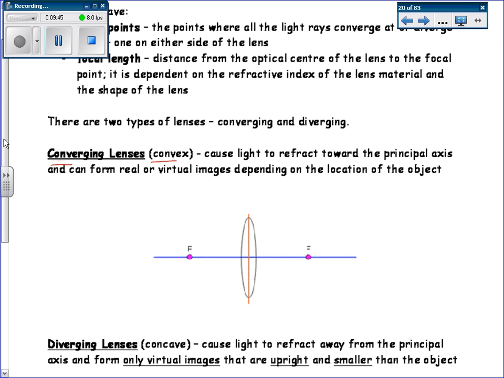So a converging lens, it's converging. It causes the light to refract towards the principal axis, and it can form real or virtual images depending on where you put the object. Okay. So what happens there?